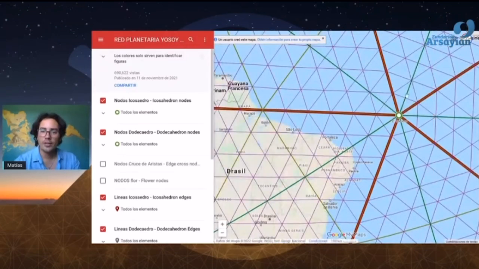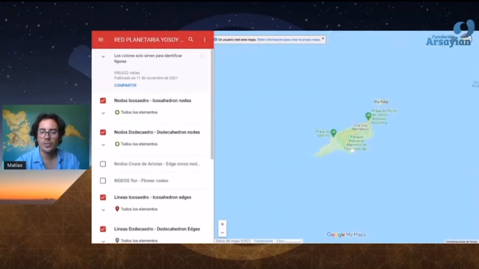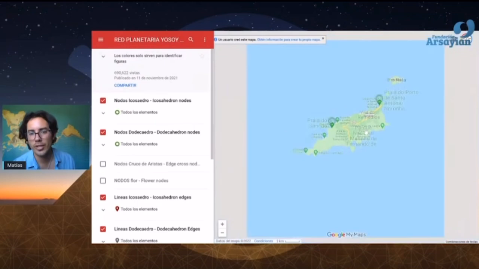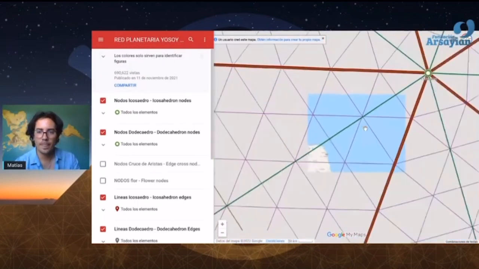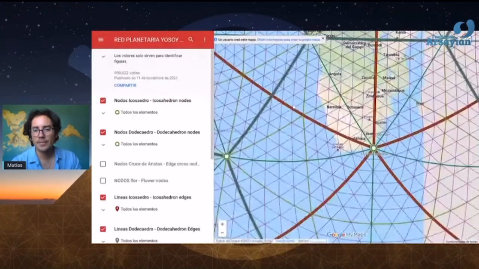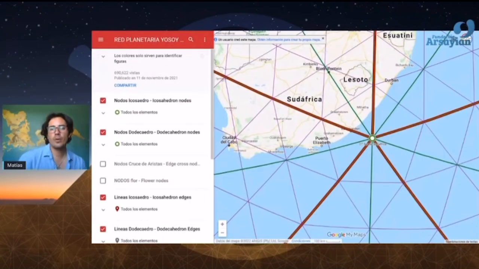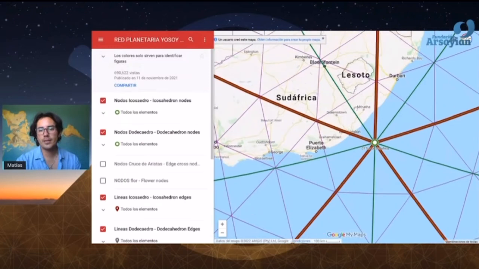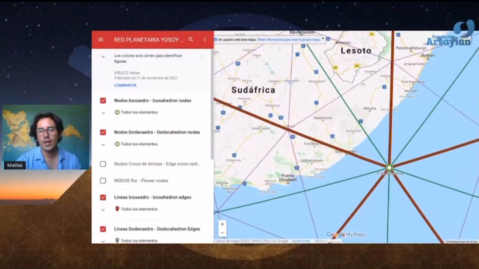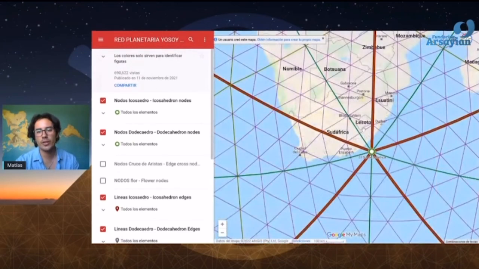So at this node, there's nothing in the water, but the closest spot is this little island that belongs to Brazil, which is Fernando de Noronha. So that's why the node is called Noronha in Brazil. So we go down there and we go to South Africa. The node of South Africa is in this territory close to East London, and it caresses the territory of Lesotho. So that's why sometimes I call the node Lesotho.